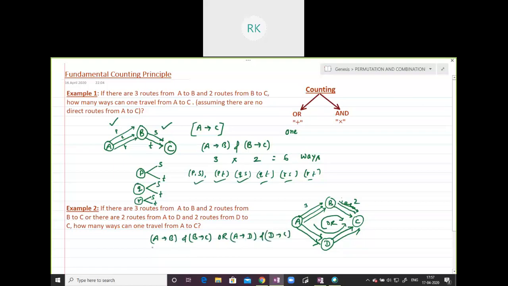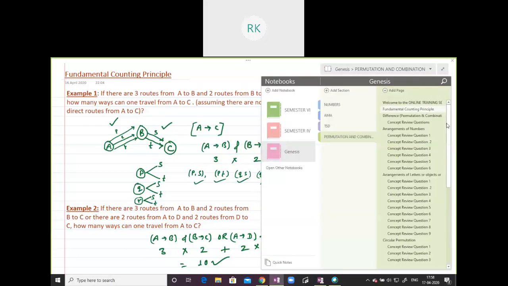So A to B, how many ways? 3 ways. B to C, 2 ways. A to D, 2 ways. And D to C, 2 ways. Or means what? Plus, and is into, of course, I'll get the answer 10. There are 10 ways to go from A to C. Right answer, everybody? Right.